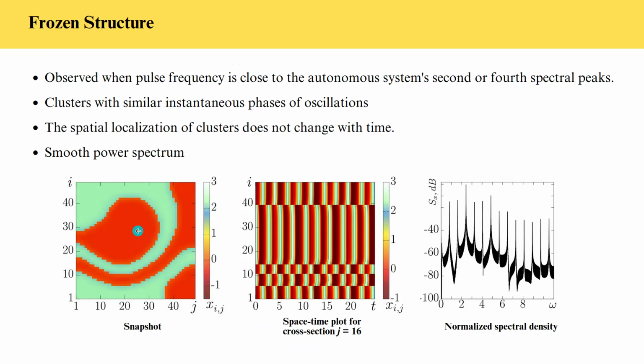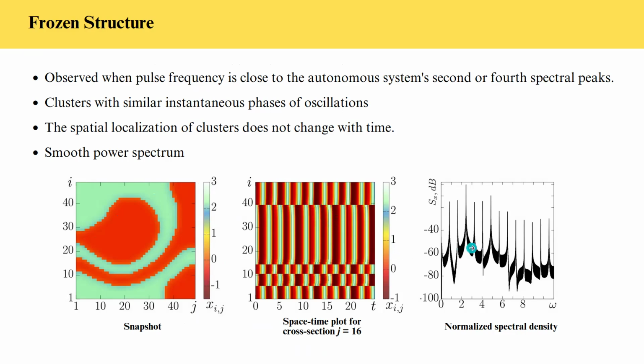So the term frozen does not mean there is an absence of oscillation. The nodes within the clusters are oscillating with their own phases. These clusters remain fixed in space over time, while the nodes themselves continue to oscillate. And the space-time diagram reveals that it is a standing wave.